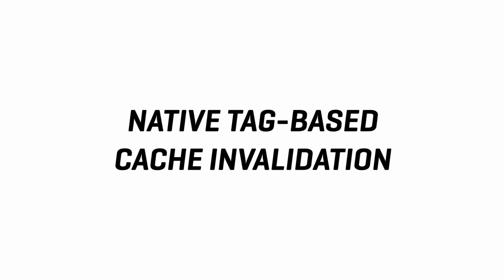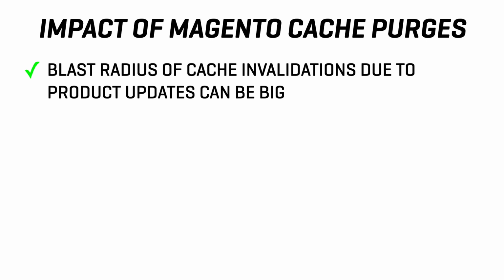Varnish Enterprise can offer native tag-based cache invalidation, which is much faster in terms of execution, which is much more efficient when it comes to server resource usage, and that has this crucial soft purge feature. The lack of soft purging capabilities in the open source version of Varnish comes with a set of very common, recognizable challenges in Magento. When product updates take place, be it an import, a synchronization, be it stock updates or changes to the description, well, the blast radius of those cache invalidations that Magento does can be rather big.